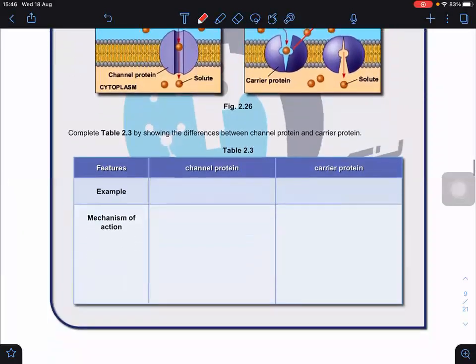Okay. So for example, for channel protein, we have the ion channel, for example, sodium ion channel. You can write down another one, water channel. Water channel has another name called aquaporin. You can write down another example, ion channel, as well as the water channel. Water channel is also termed aquaporin.